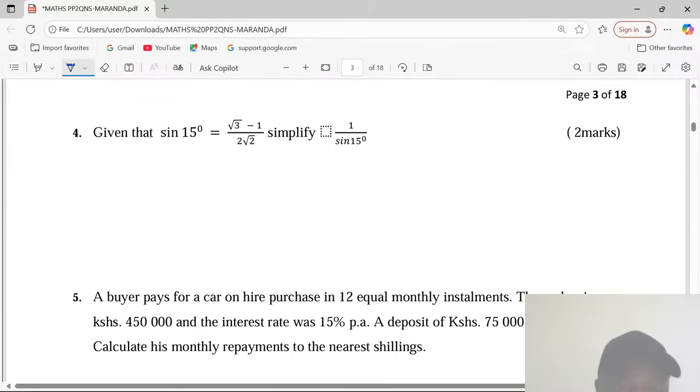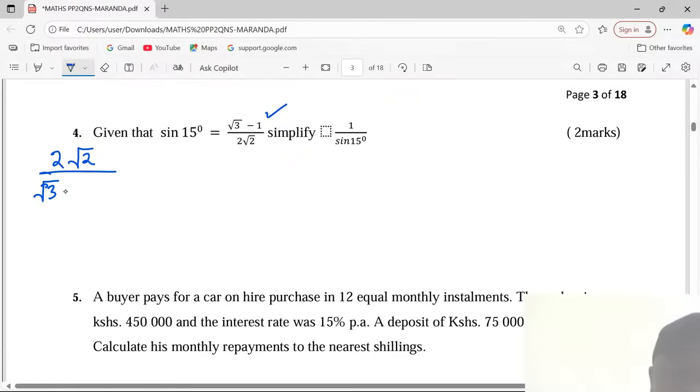Number 4. Given that the sine of 15 equals root 3 minus 1 over 2 root 2, simplify the reciprocal of the sine of 15. So we are simplifying the reciprocal of sine 15, which means if sine 15 equals this, then the reciprocal of sine 15 shall be 2 root 2 divided by the root of 3 minus 1. That is what we are simplifying.